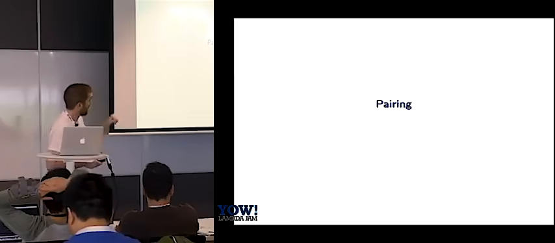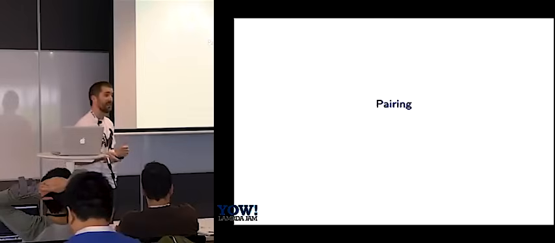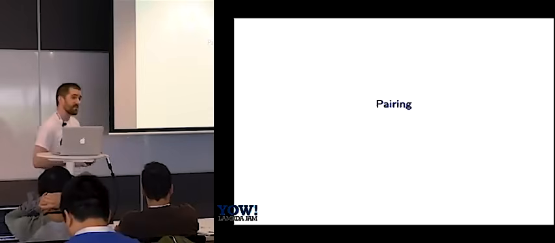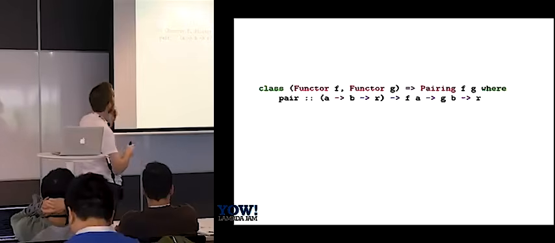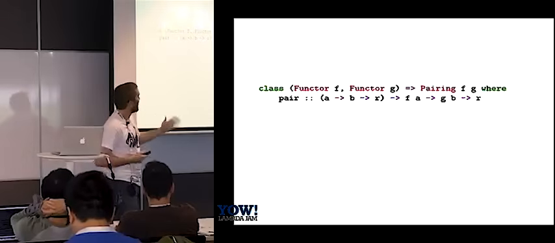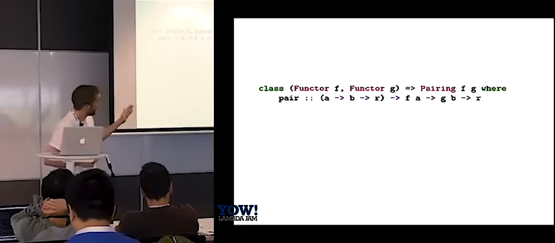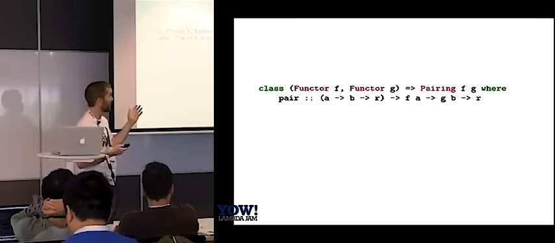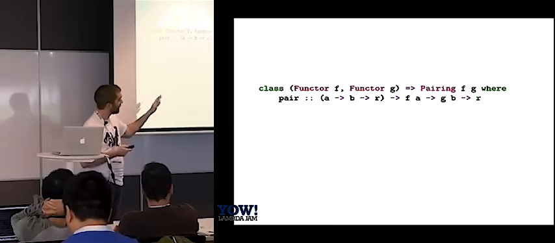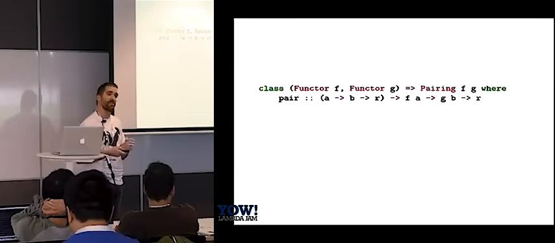Dan Piponi wrote about this and called it pairing after BayHac last year. Ed wrote about it years ago. I haven't found a link, but I'm assuming Oleg did it first. So if we have a functor f and a functor g, a pairing of f and g will allow us to take a function from a to b to r, a functor f of a and a functor g of b, and give us an r.